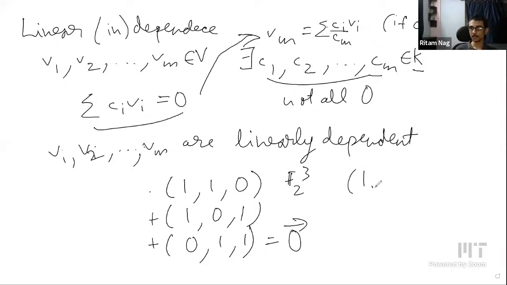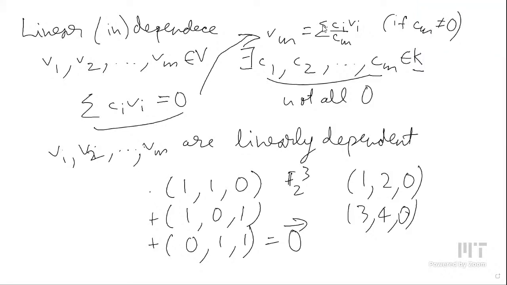So in the previous example, we were talking about (1, 2, 0) and (3, 4, 0), right? These two vectors are linearly independent. For two vectors, linear independence is a straightforward idea. If they are multiples of each other, there's a linear dependence; otherwise there's no linear dependence. Is the idea of linear independence clear, or do you want more examples?